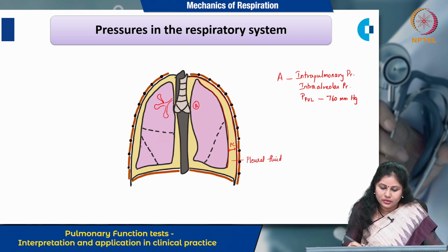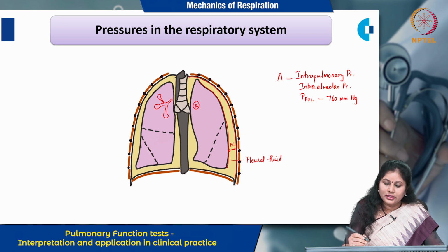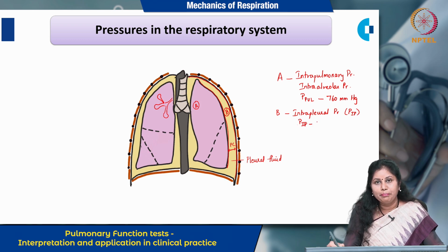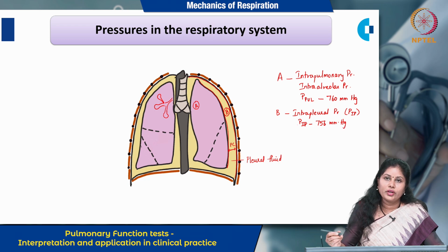Then there is another pressure inside the respiratory system, which we mark as B. This is actually the intrapleural pressure, because this is the pressure present in the pleural cavity. So, B is nothing but intrapleural pressure. We mention it as PIP. This PIP is a little lesser than the intrapulmonary pressure. It is around 756 millimeters of mercury. So, this is a little lesser. We will discuss the factors that produce this lesser intrapleural pressure a little later.